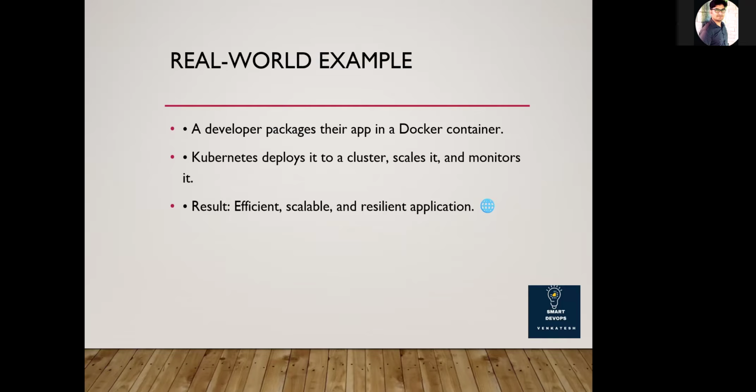Technically, if you want to create an application nowadays using Docker, you create an image using a Dockerfile. Once the image is done, you bring up that image as a container. Once the container is running, you can deploy these containers into Kubernetes. Kubernetes will take care of scaling up, monitoring, everything. That's why the result is efficient, scalable, and resilient applications in the future.